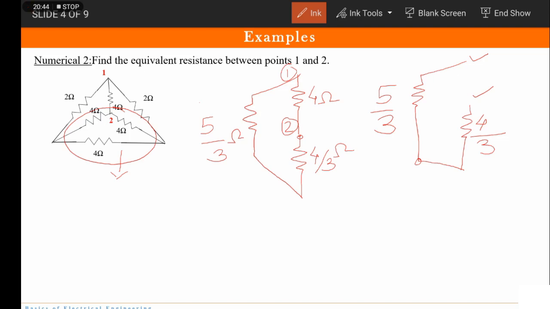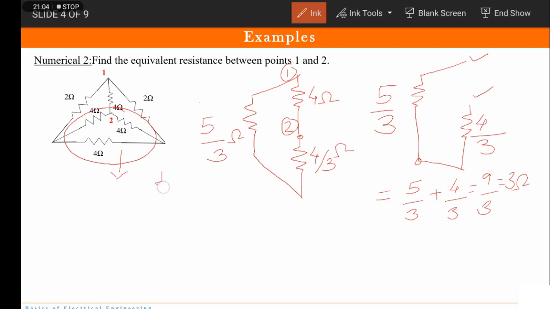Correct? Yes. So what will be the total resistance in this case? What will be the total resistance? Series combination, you have to add it. So it is 5 by 3 plus 4 by 3, which comes out to be 9 by 3. Ultimately, it is 3 ohms.